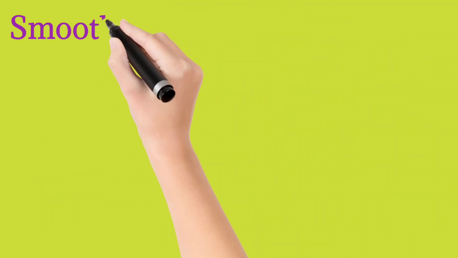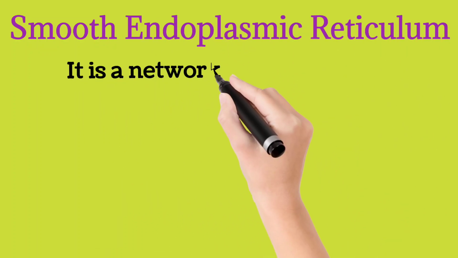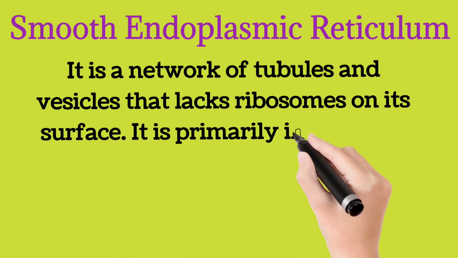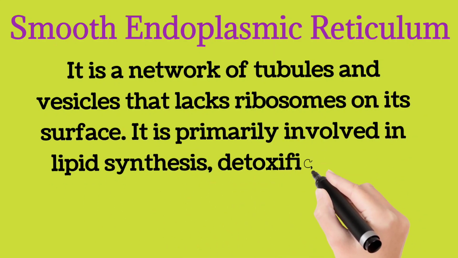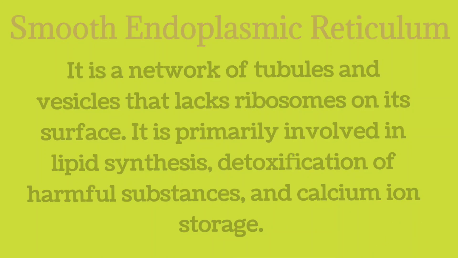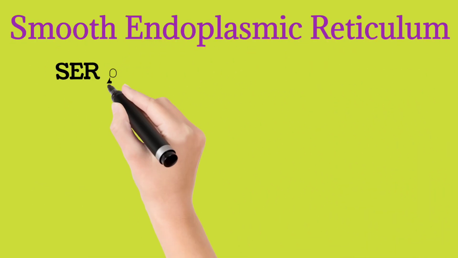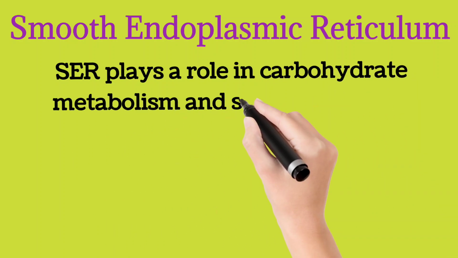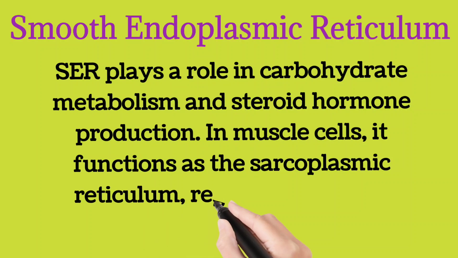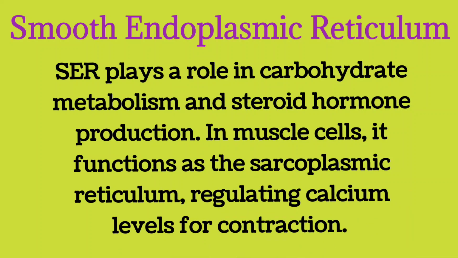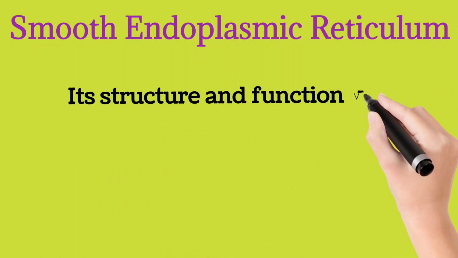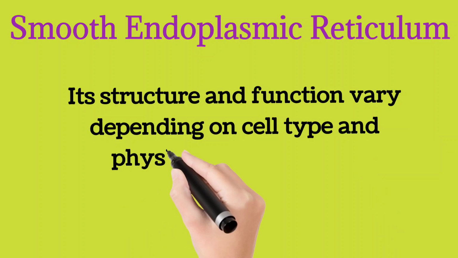Smooth endoplasmic reticulum. It is a network of tubules and vesicles that lacks ribosomes on its surface. It is primarily involved in lipid synthesis, detoxification of harmful substances, and calcium ion storage. The SER plays a role in carbohydrate metabolism and steroid hormone production. In muscle cells, it functions as the sarcoplasmic reticulum, regulating calcium levels for contraction. Its structure and function vary depending on cell type and physiological demand.